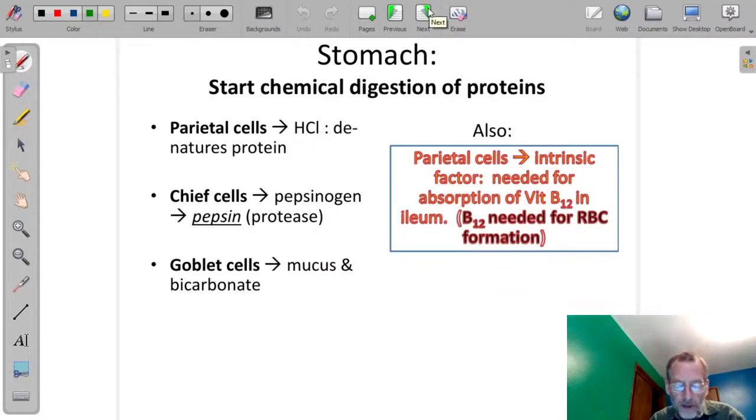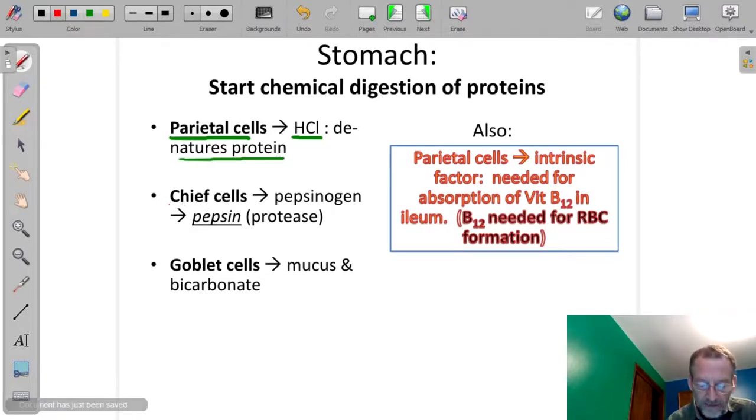So, chemical digestion of proteins begins, and as I just mentioned, parietal cells produce the HCl. And the role of the acid is to denature protein. It interrupts hydrogen bonds. It's strong enough to cleave certain covalent bonds, so it starts to unwrap and unfold the protein. Chief cells make the pepsinogen. And pepsinogen, here's that ogen ending again.